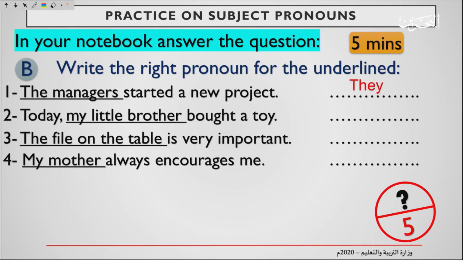All right, number 1, they. So instead of the managers, you can add they. If you have a correct spelling, mark it. And we know that because of the S. Today, my little brother bought a toy. And instead of my little brother, he, because brother is a boy. 3, it. The file on the table is it. We know that because file is a thing. 4, she. And we know that because mother is a girl's noun. All right.